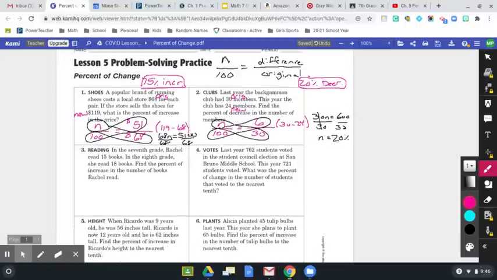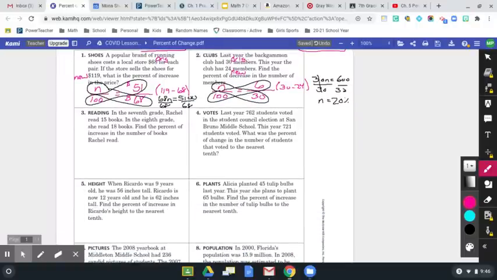Okay, let's look at number 3. In the 7th grade, Rachel read 15 books, and in 8th grade, she read 18 books. Find the percent of increase in the number of books. Percent of increase, yep, you're going from 15 books in 7th grade to 18 books in 8th grade. That is increasing by 3 books. So the 15 here is the original amount. The 18 is the new amount.